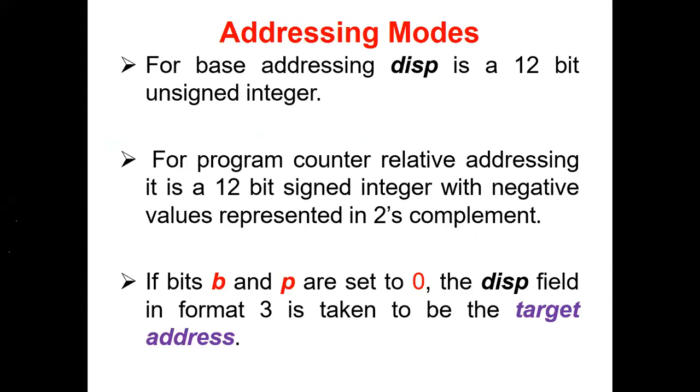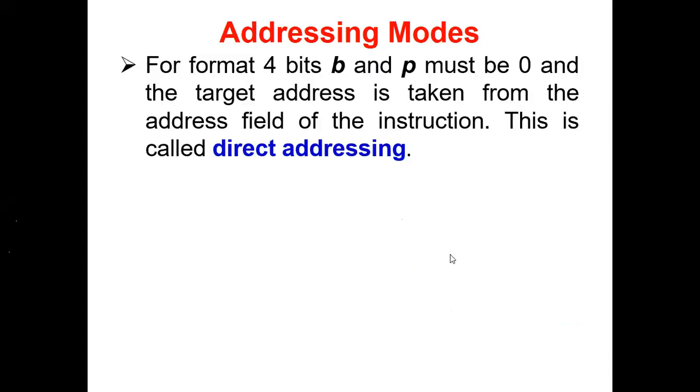Now, if both of those fields are zero, if B is a zero and P is a zero, then it means there is no calculation there. The displacement is the target address. The displacement becomes the target address because you don't have any calculations there. Okay?